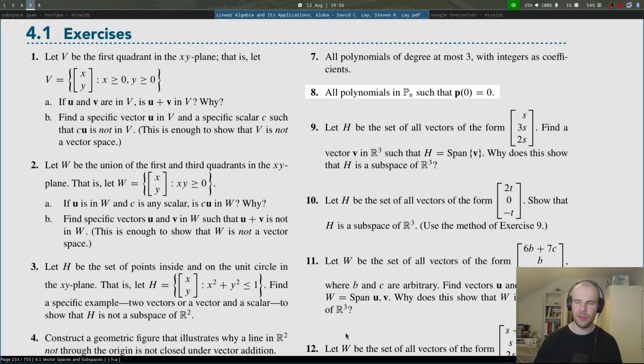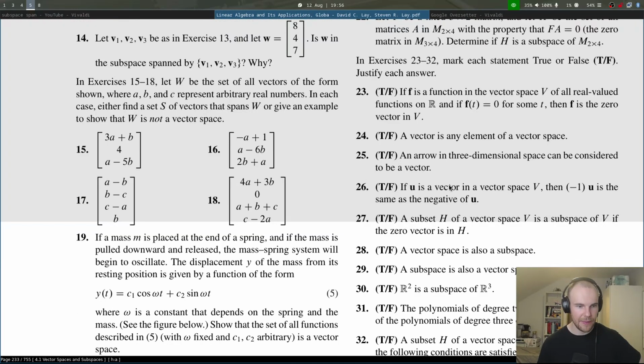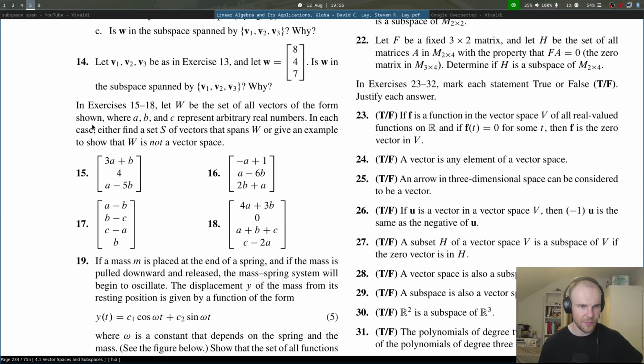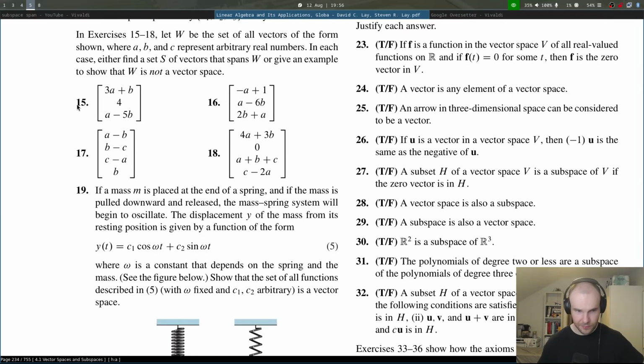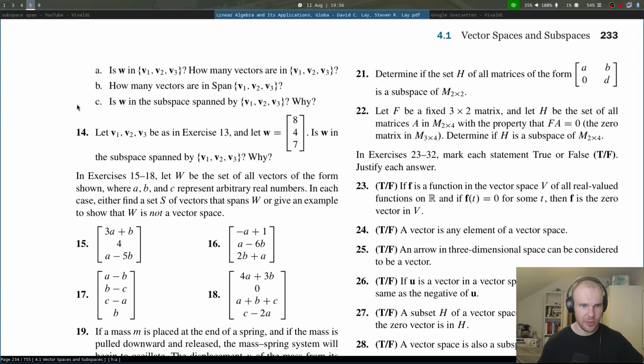Nine, of course. Let H be the set of all vectors of the form (s, 3s, 2s). Find a vector v in R3 such that H is the span, why does this show the subspace? By theorem 1, we can just move s outside, just like that example. This is not something to waste our time on. Okay, now let's do the last two tasks. I should use that one, it was pretty good.